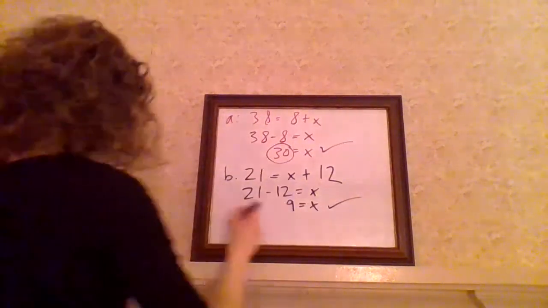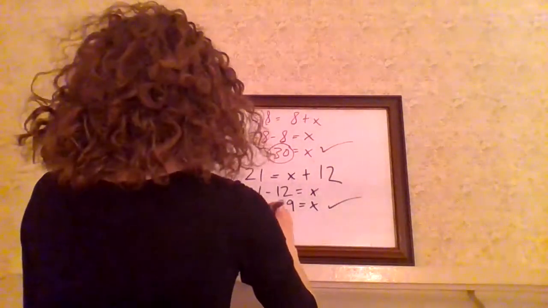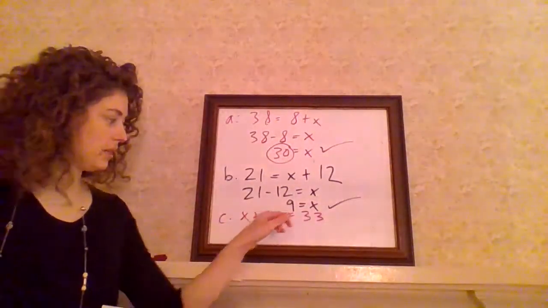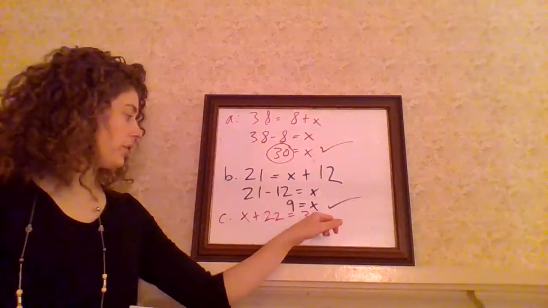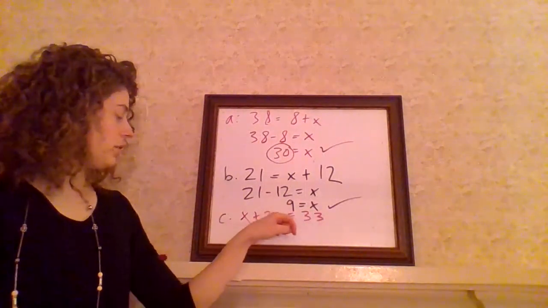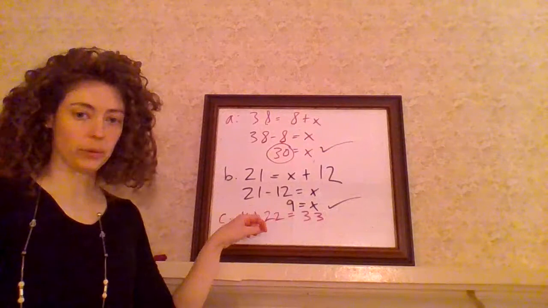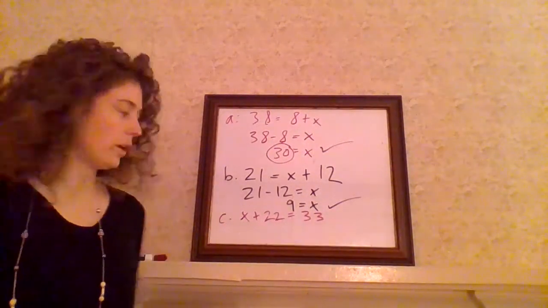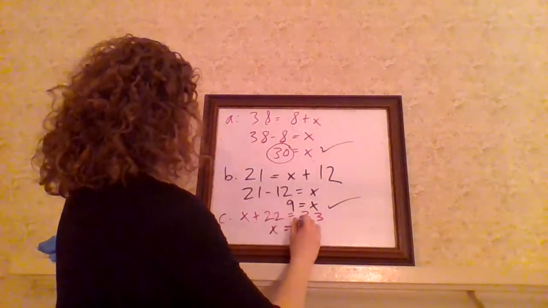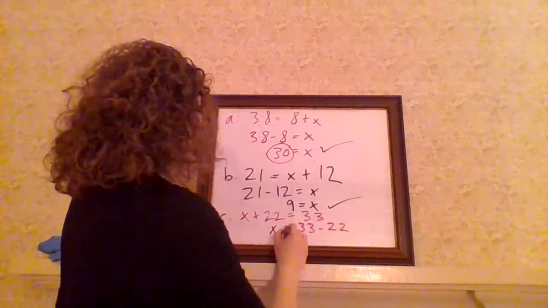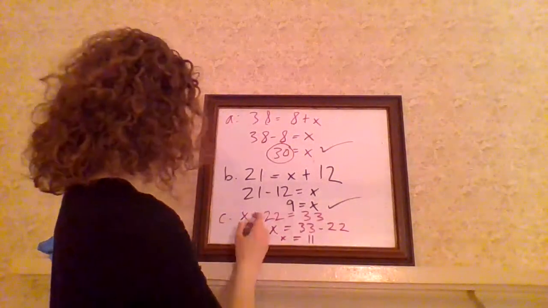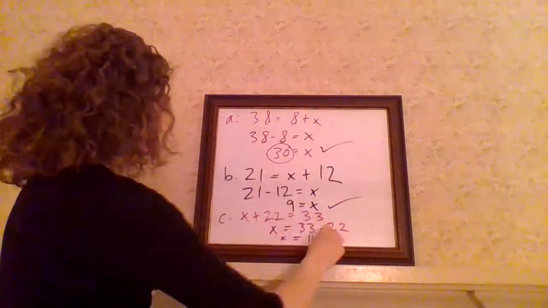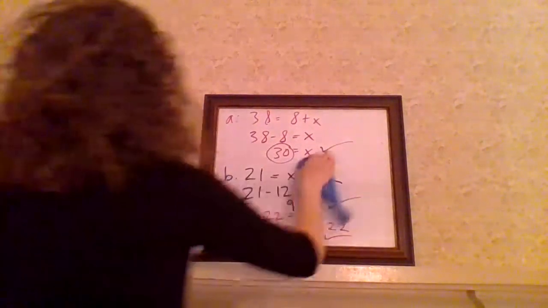Okay, try a third one here. C. x plus 22 equals 33. So something plus 22 equals 33. If we took away that 22 from here, we would get back to our x. So we have to take away 22 from this to find out what our x value is. So x equals 33 minus 22. x equals 11. Let's check it. 11 plus 22 is equal to 33. Good. Okay. Let's try a few more.